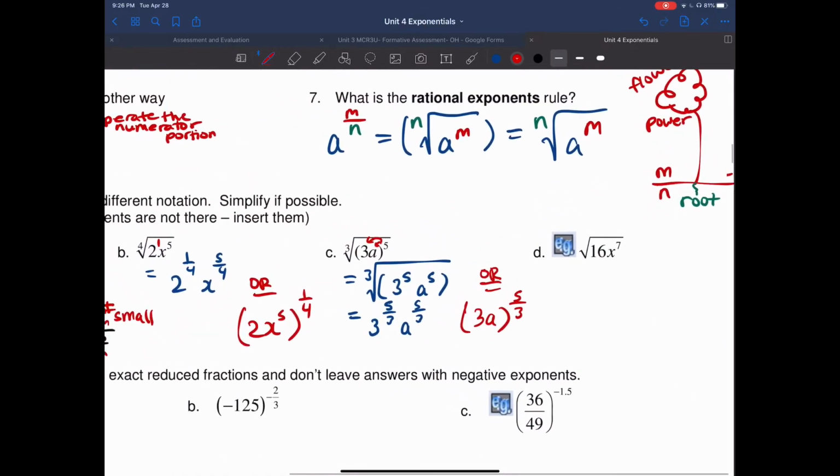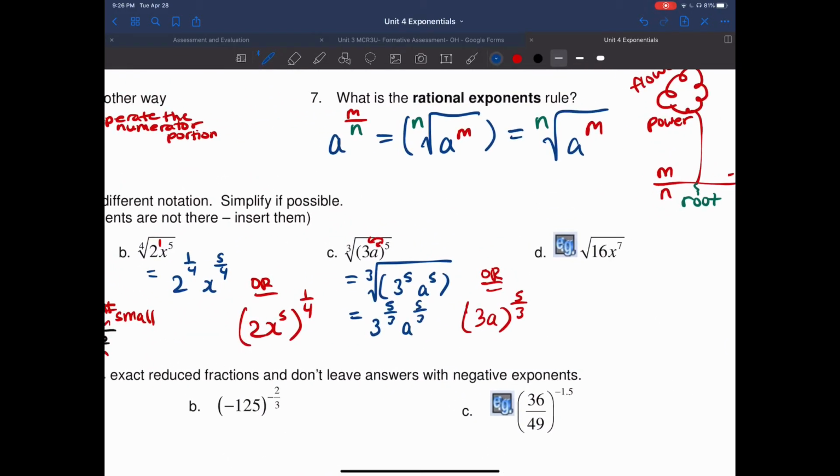Part D, I can rewrite this as 16 to the exponent 1 over 2 because I have a square root. And I can write the next part as x^7. Remember that radical sign, I can put that as a denominator, and so put that as a denominator of 2. So that's one way to write it.